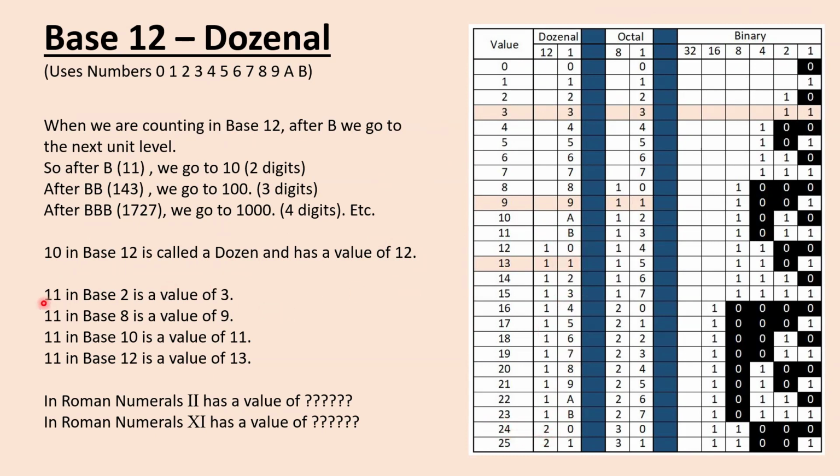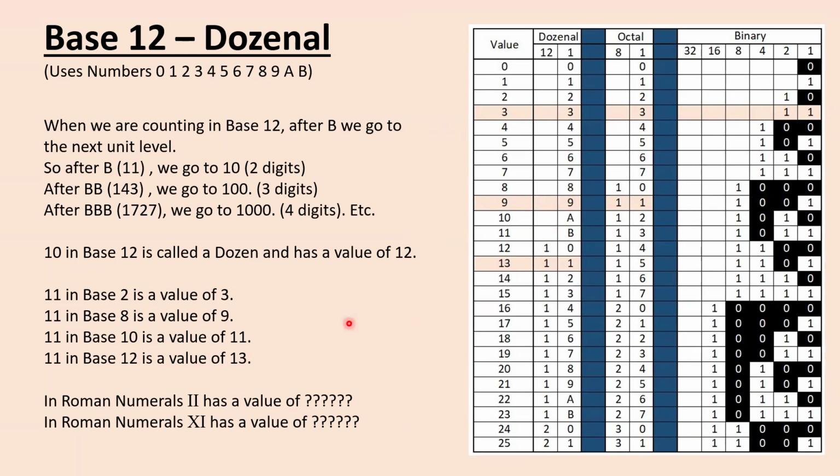So now looking at that 1, 1 number, or what we might call 11. In base 2, we said its value is 3. Base 8 is a value of 9. Base 10, obviously, it is 11. 11 in base 12 is a value of 13. Okay, you see here, 1, 1 actually is 13 numbers. So 1, 2, 3, 4, 5, 6, 7, 8, 9, 10, 11, 12, 13 numbers.